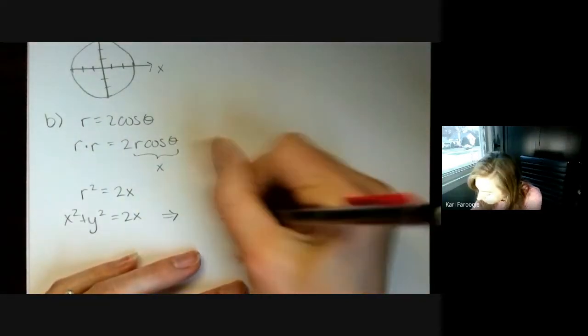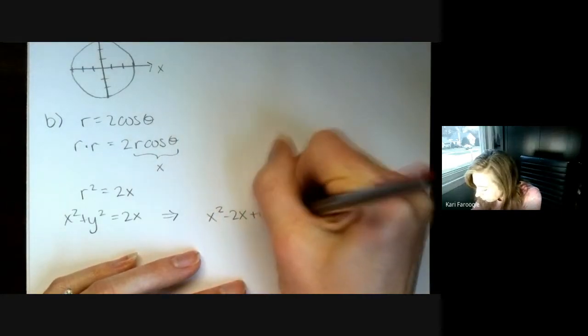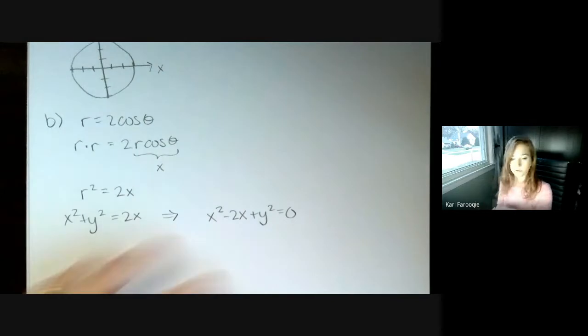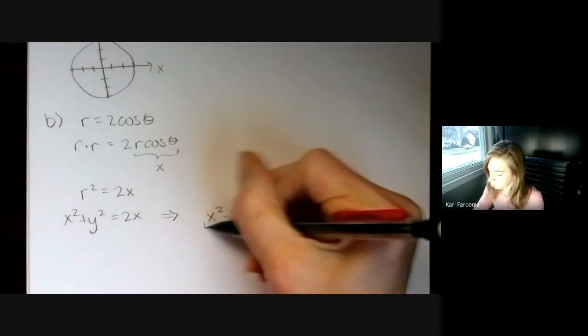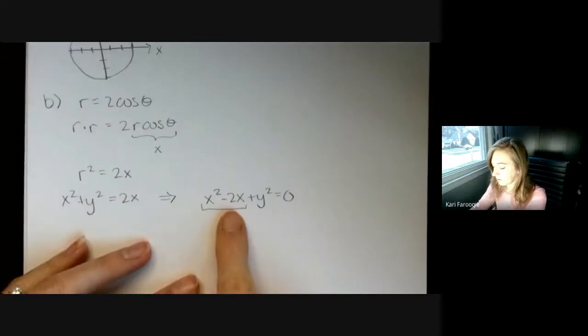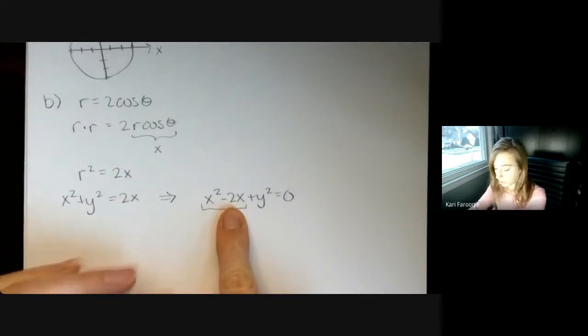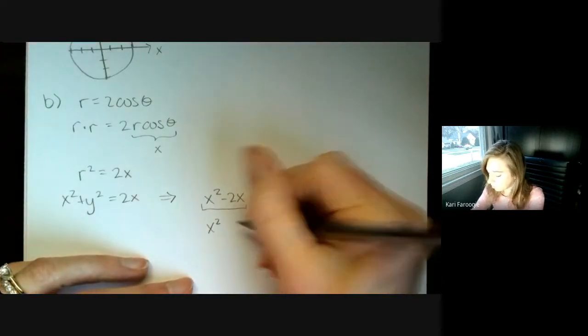X squared minus 2x plus y squared equals 0. I just want to get all the variables on one side, and then any constants I'm going to move to the other side when I'm done completing the square. So I'm going to turn this into a perfect square trinomial. In order to do that, I need to find half of the middle term's coefficient squared. So half of 2 is 1, square it, and I get 1.